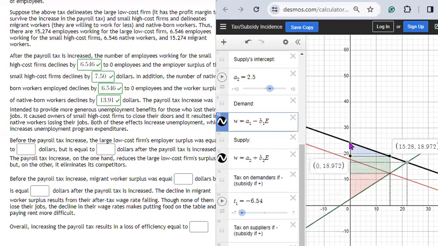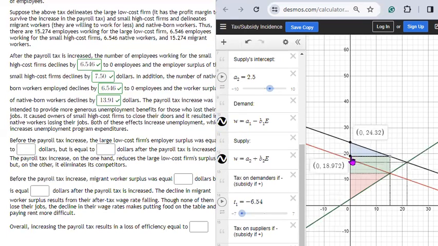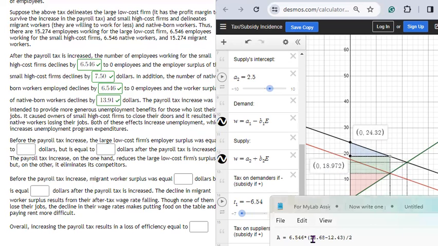So to find this, we need the height of the triangle, right? The height of the triangle is 24.32 minus 18.97, right? So let's change this to 24.32 minus 18.972, right? So this is the height. This difference is the height of this blue triangle here, right? That height. Now, what's the width of this?